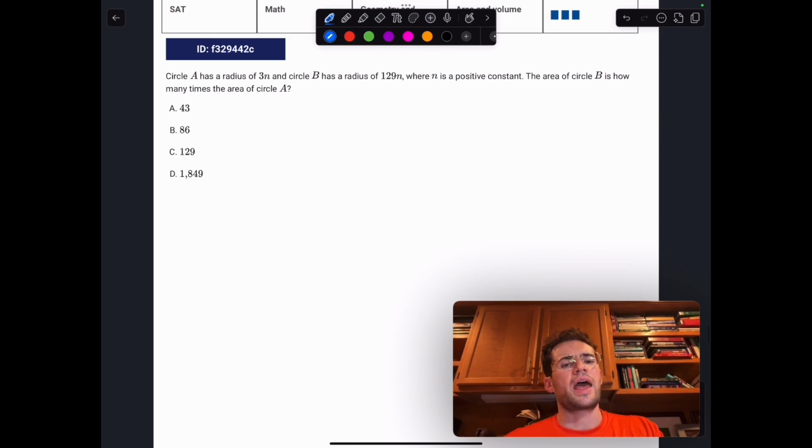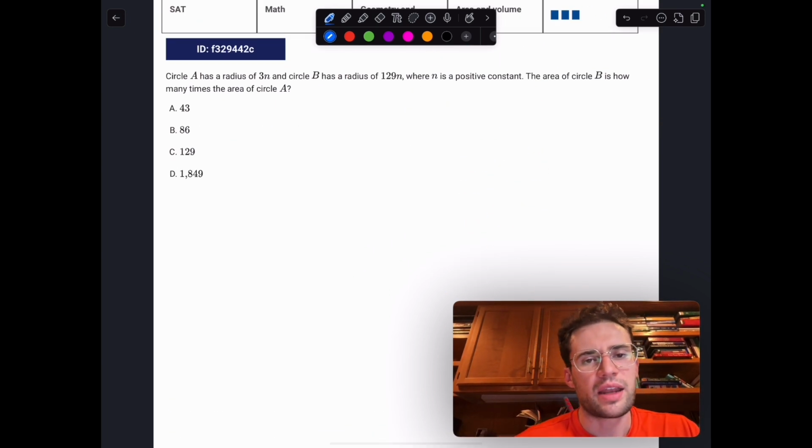All right, circle A has a radius of 3n, and circle B has a radius of 129n, where n is a positive constant. The area of circle B is how many times the area of circle A?